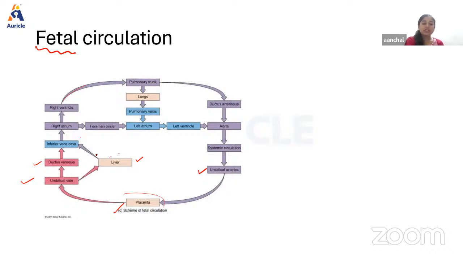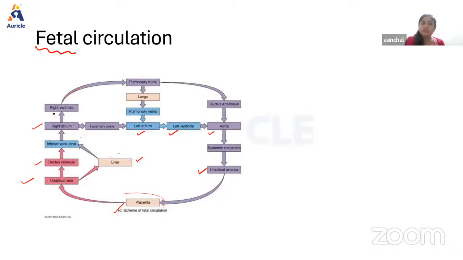So in the liver, the oxygenated blood mixes slightly with the deoxygenated blood. From the inferior vena cava, it enters the right atrium. Now from the right atrium, a major portion of blood is diverted to the left atrium, as we can see, through the foramen ovale, which opens in the interatrial septum. From the right atrium, it goes to the left ventricle, and then finally to the aorta.